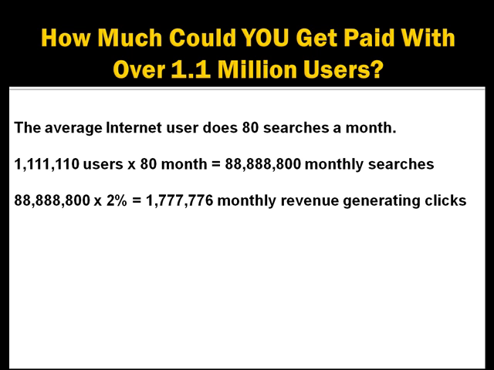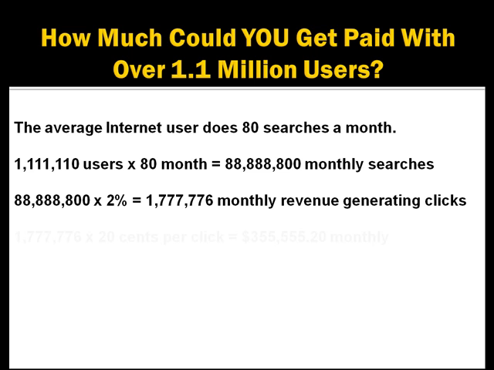88 million, and let's take a small percentage, okay? We need to take the smallest percentage possible. Now, statistically, through other competitors of ours, between 2 and 7% of all sponsored links get clicked. So let's take the lowest end again, because I'm trying to make this as realistic as possible for you. So 88 million searches a month, 2% clicks equals 1.7 million monthly revenue generating clicks for you to get paid Click Income.